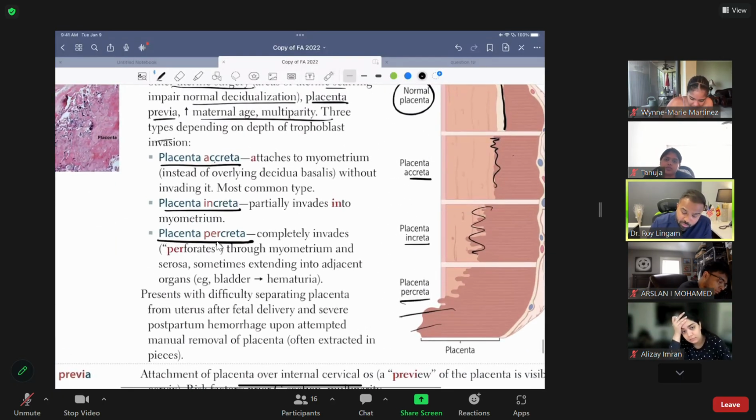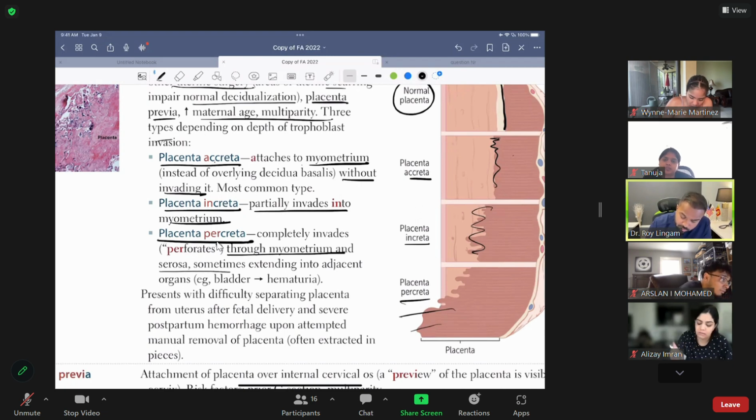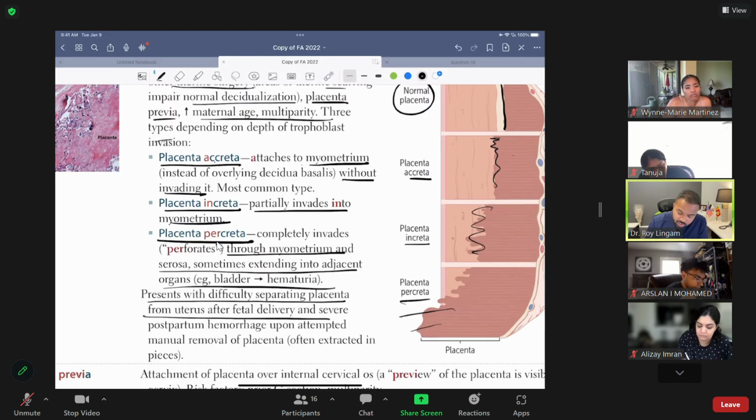Placenta accreta means it's mild, attached to myometrium without invading it. That's the most common type. Increta means it invades into the myometrium, and the worst one is percreta that goes through myometrium and sometimes even the neighbor tissue like bladder. It can go all the way, folks. Okay, so that's this. Presents with difficulty separating placenta from uterus after fetal delivery. Severe postpartum hemorrhage if they try to remove it.